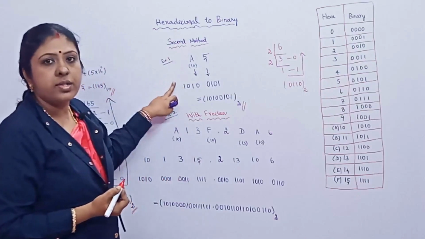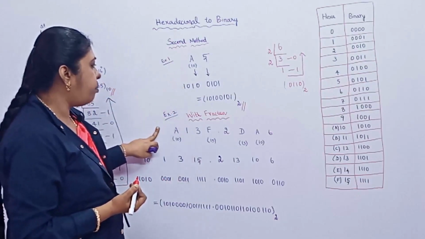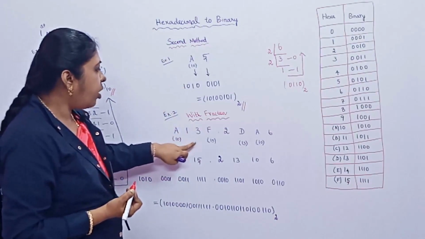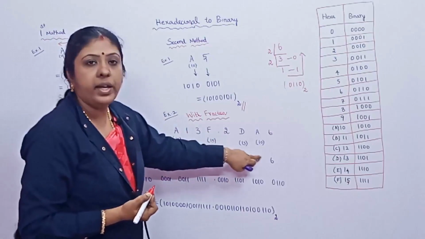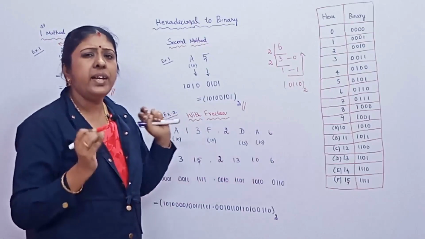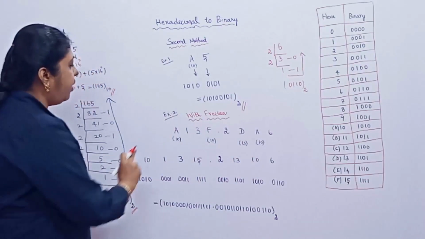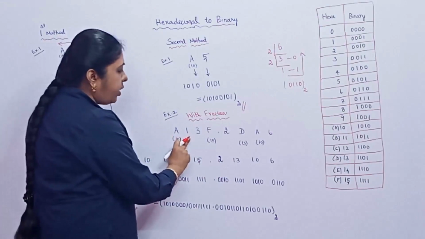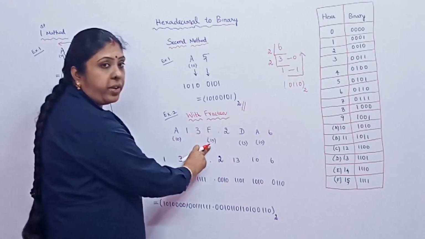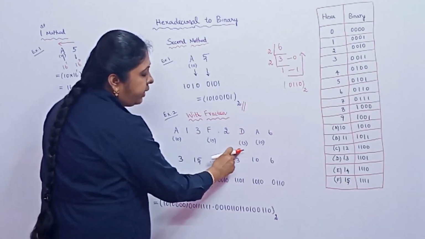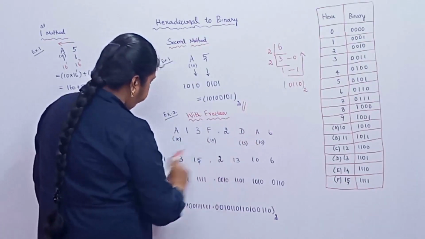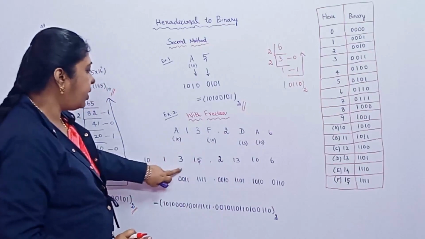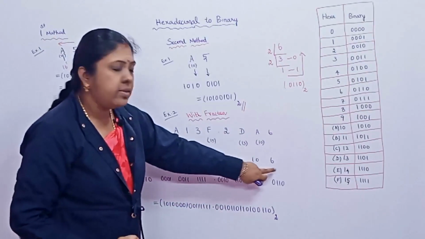Now the integer values are represented. Again, consider an example with fractional values. Here A13F.2DA6. Again the simple substitution methodology. A is represented as 10, 1 as it is, 3 as it is, F as 15. Again D is 13, A is represented as 10. Here it is written, the concerned digits 10, 1, 3, 15, 2, 13, 10, 6.